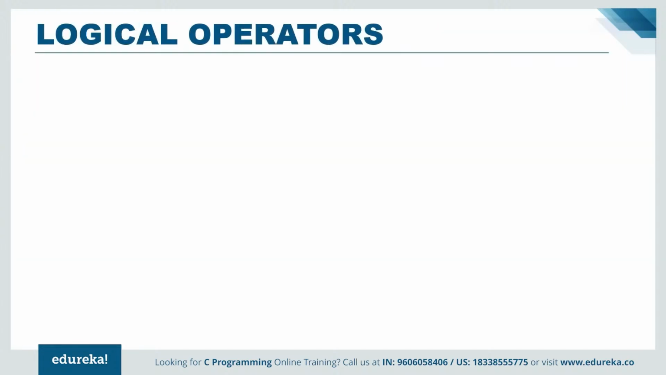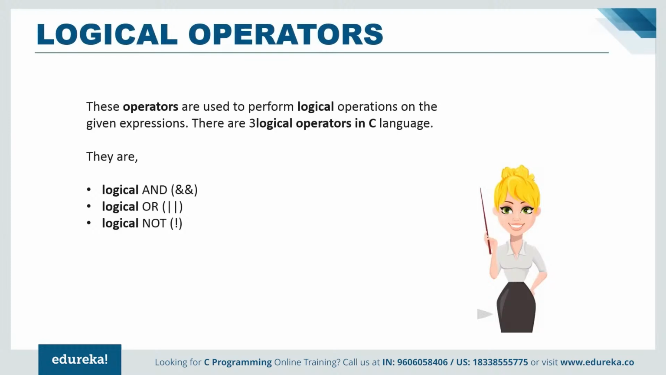Followed by the relational operators, we shall discuss logical operators. The logical operators used in C programming are logical AND, logical OR, and logical NOT. The logical operators are used to perform certain operations on the given expressions. First, we shall discuss logical AND. To execute logical AND, both the LHS and RHS must be true. Only then will it result in a true value. If any one of the values is false, then it will result in a false value.